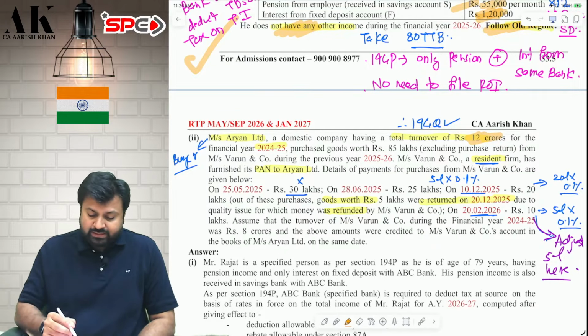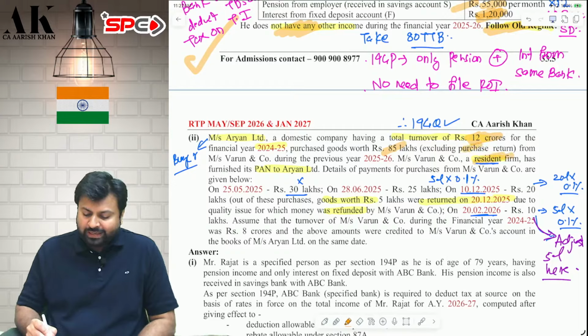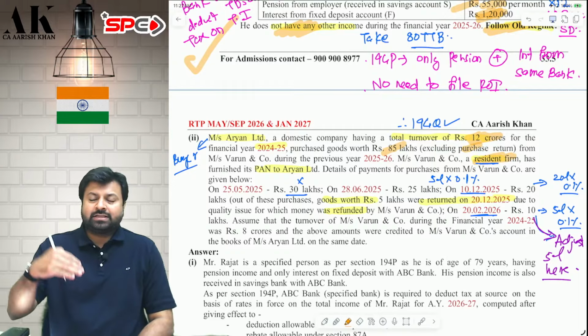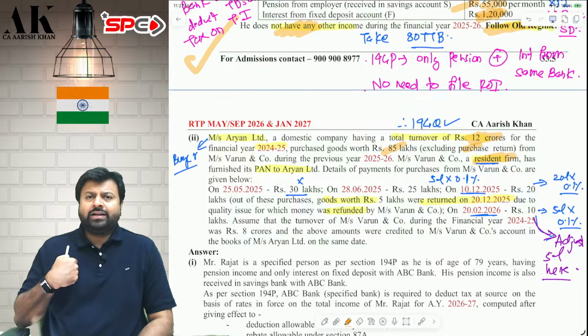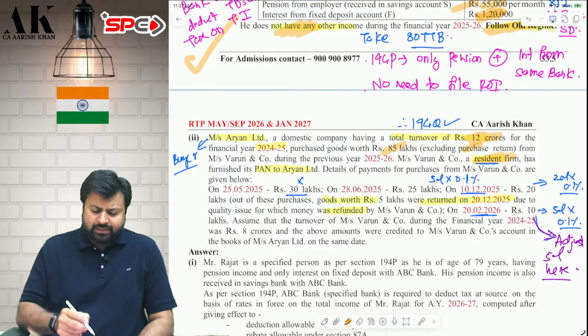Let's see how much they have purchased. They have purchased 85 lakhs, excluding purchase return from Varun and Company, which is a resident. Yes, the seller should be resident. When should I deduct the TDS? On payment or credit, whichever is earlier.